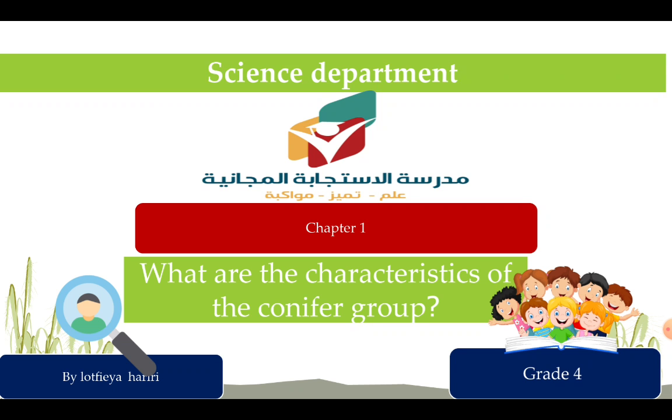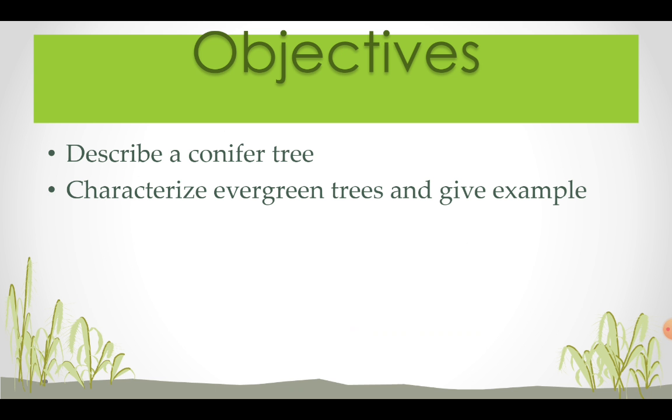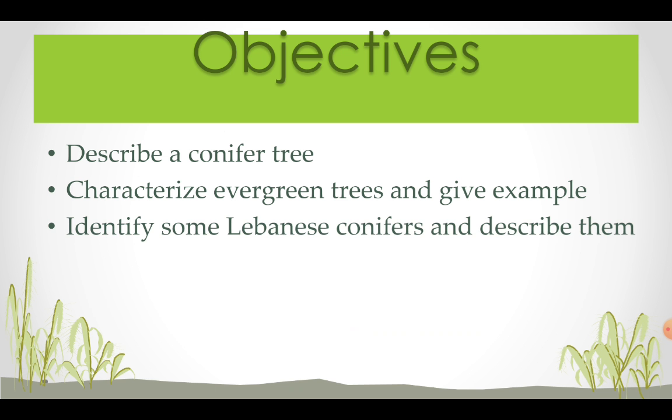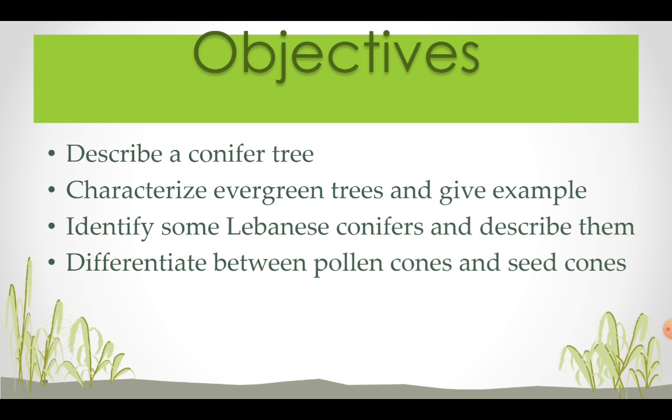Today we are going to take a new science lesson. Our lesson is about what are the characteristics of the conifer group. At the end of the lesson, you will be able to describe a conifer tree, characterize evergreen trees, and give example. Identify some Lebanese conifers and describe them. Differentiate between pollen cones and seed cones.